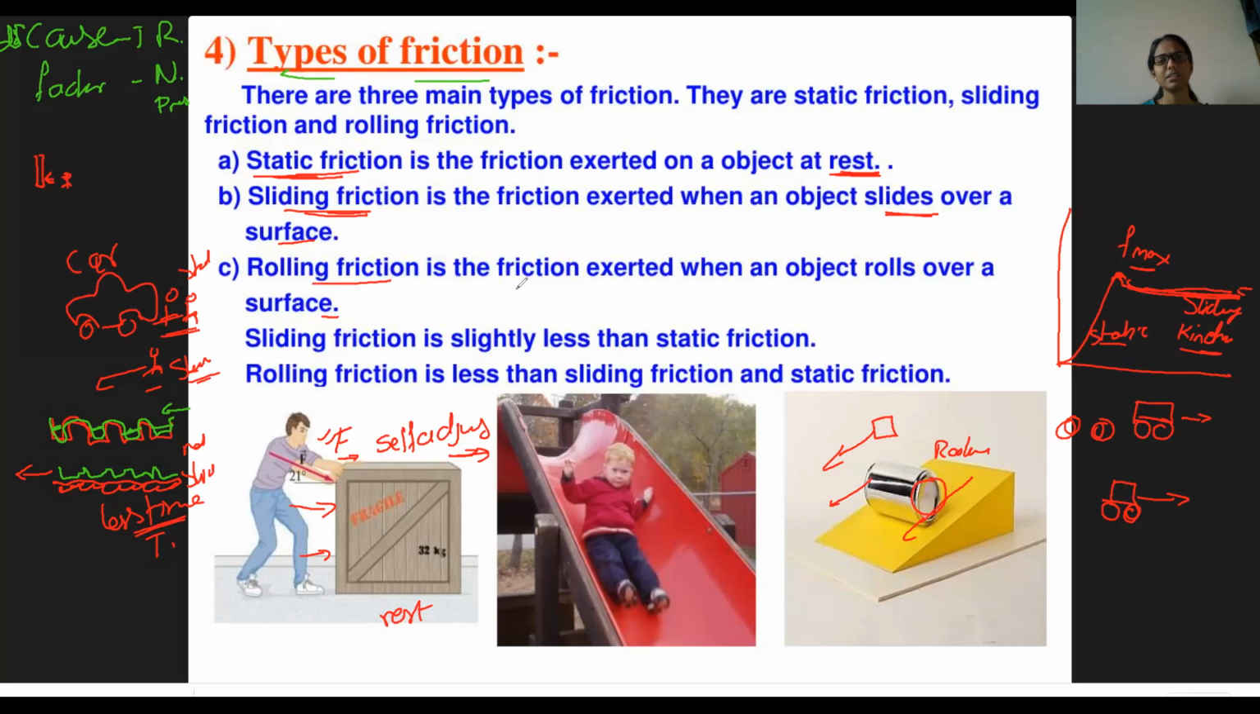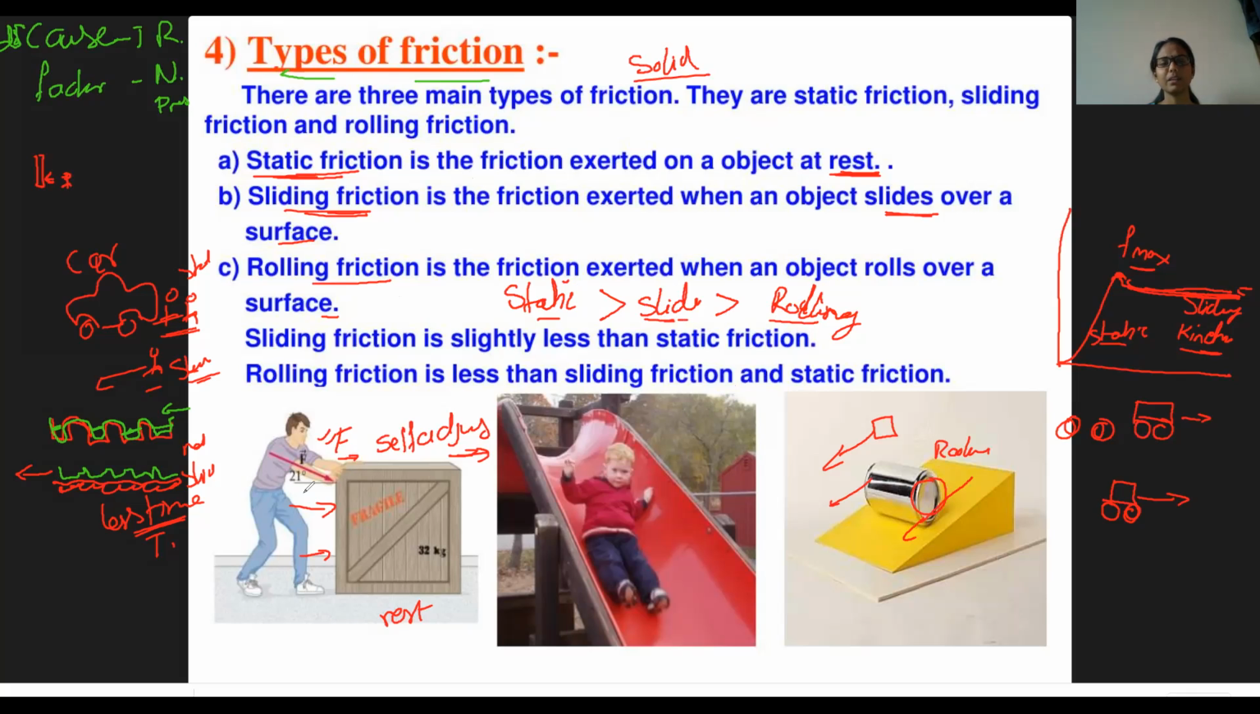In increasing order, static friction is very high compared to sliding, and again rolling friction is very less. I hope this is clear, children. Types of friction: static friction, sliding friction, and rolling friction. Static is slightly greater than sliding, and sliding is still greater than rolling friction. This is in the case of solids. In the case of liquids, we call it fluid friction, which we are going to discuss in the next slide. I hope up to here it is clear.